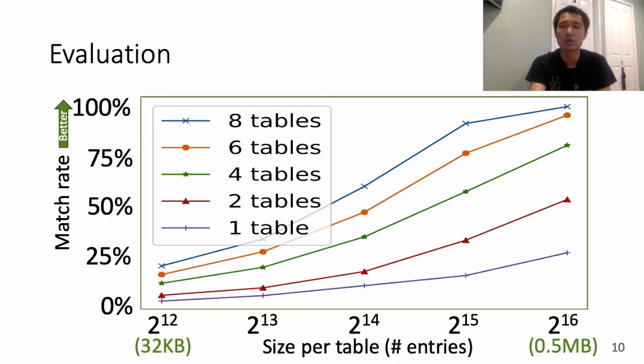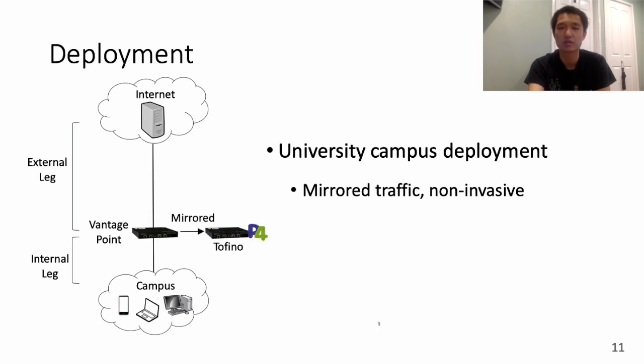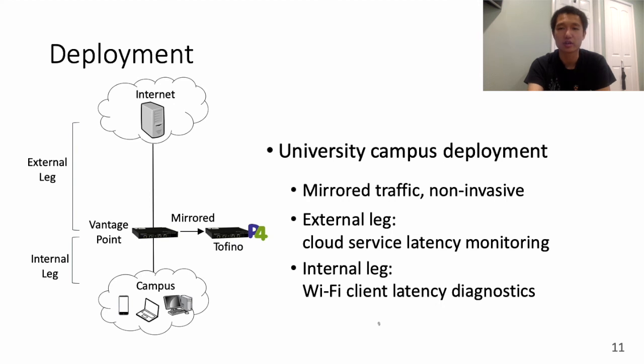We have deployed our algorithm in Princeton University's campus network. To minimize risk for the production network, we mirror the traffic from a 10 gigabit per second campus border link and feed the mirrored traffic into a Tofino P4 switch. We measure both legs of the RTT separately. When measuring the external leg, we can analyze different cloud service latency distributions and histograms. When measuring the internal leg, we can diagnose Wi-Fi clients' latency anomalies, which might be caused by a wireless access point or the access point controller.